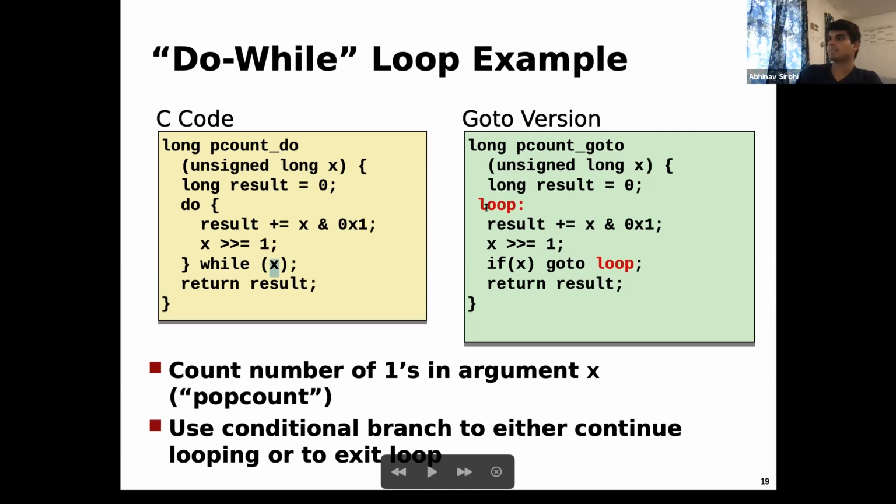Basically what we have here is this label for loop, and all of this code is inside that. So first, it does exactly what the do part does, and then it checks if x is not 0. So if x isn't 0, it'll go back to the loop. So it does exactly what this code does, but in a go-to fashion.